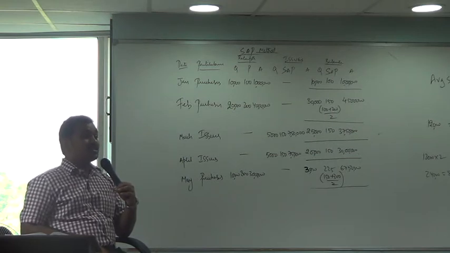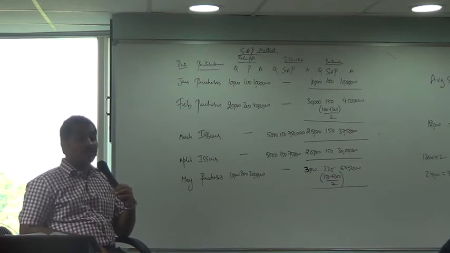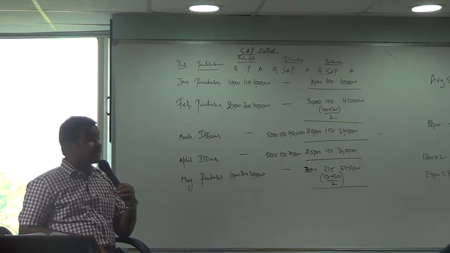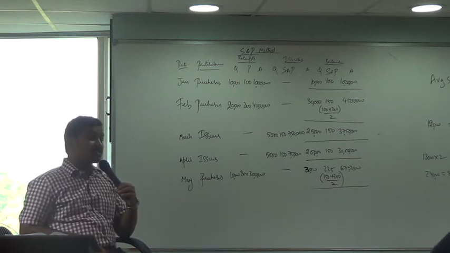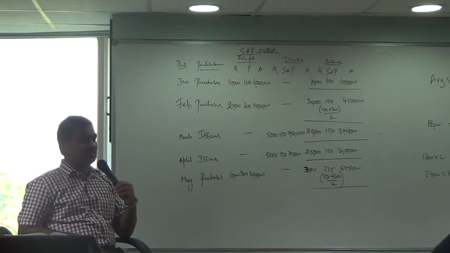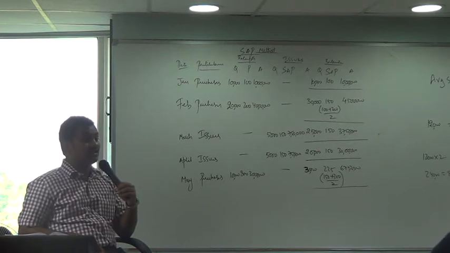Yes, sir. If profit is 20% on cost, it is 16.67% on sales. If profit is 25% on cost, profit is 20% on sales. If profit is 33.33% on cost, profit is 25% on sales. If profit is 50% on cost, profit is 33.33% on sales.